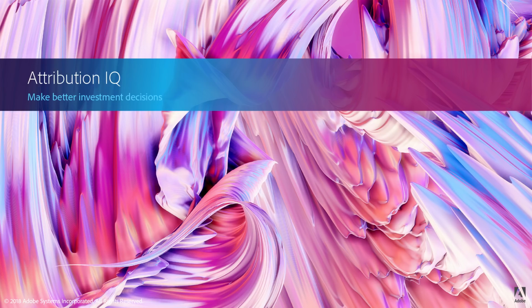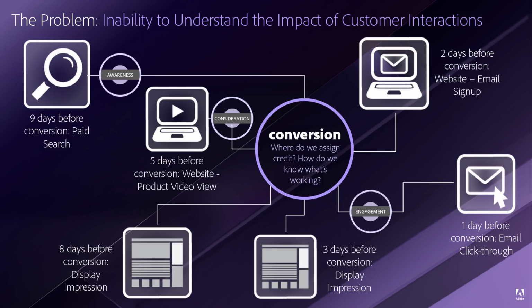Let's jump into Attribution IQ. If you haven't heard about Attribution IQ, this is a great way to stay on top of things. The entire reason that we built Attribution IQ here at Adobe is because there is a problem. The problem is that there's an inability to understand the impact that marketing has on all of the different customer interactions, especially when there are multiple interactions from marketing and advertising, as you can see here.